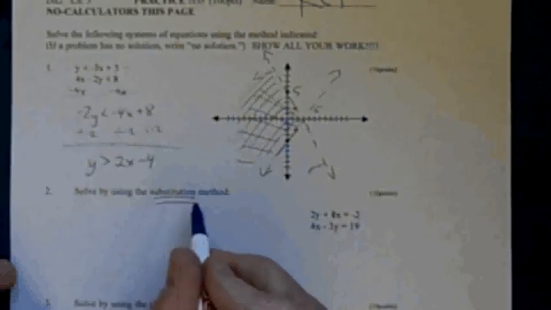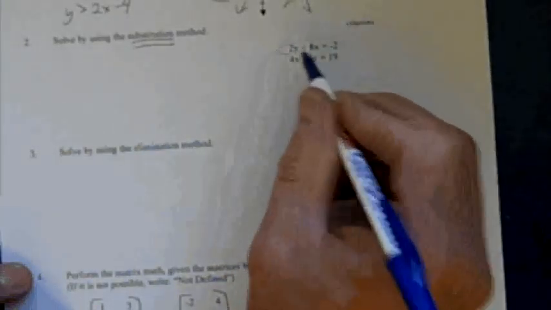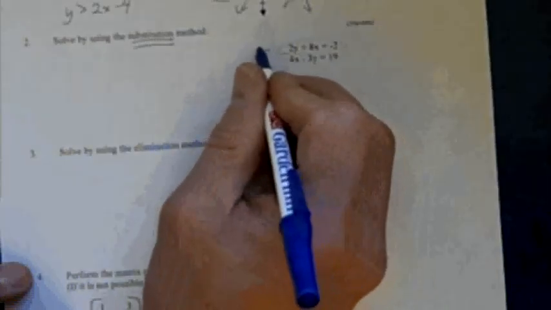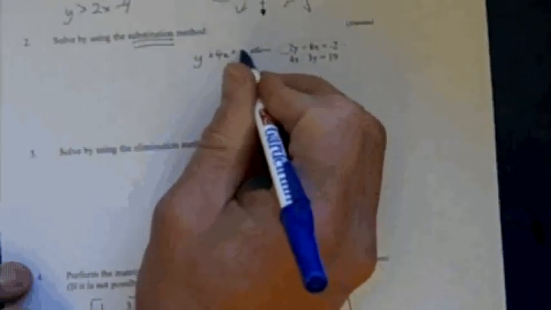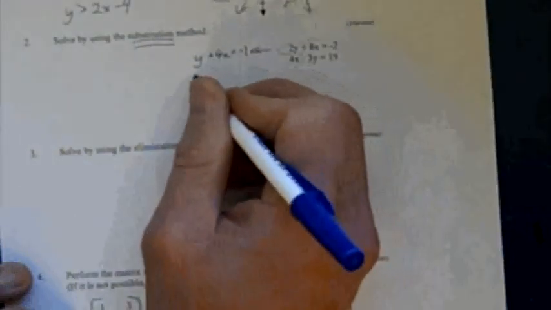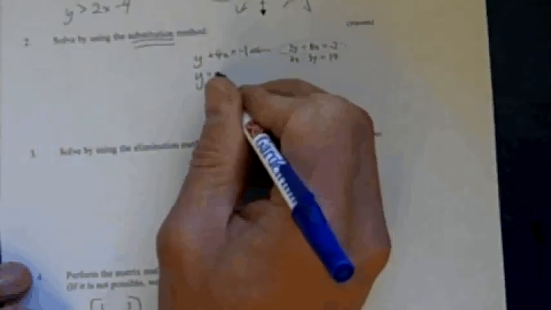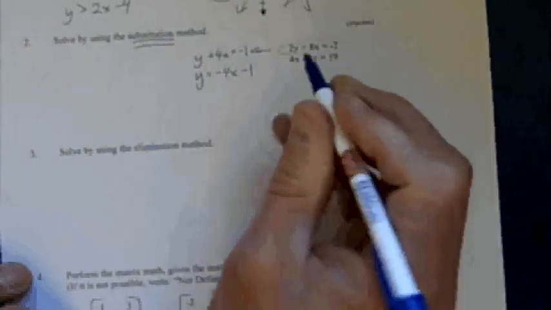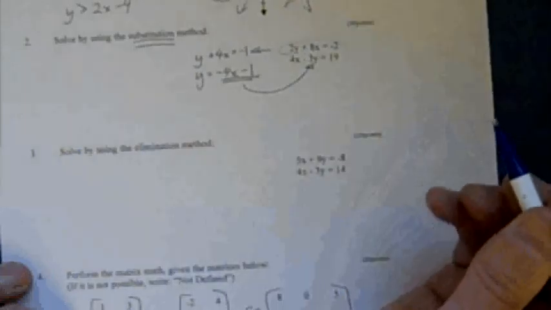Alright, so substitution method. I'm going to solve this now so that I get y or x by itself. It's probably easiest to transform this to get y by itself. When I do that, I get y plus 4x equals negative 1 when I divide everything by 2. Or I could have moved the x over first. That might have made more sense. But y equals then negative 4x minus 1. So that's what y is equal to. So I put that in place of y right there.